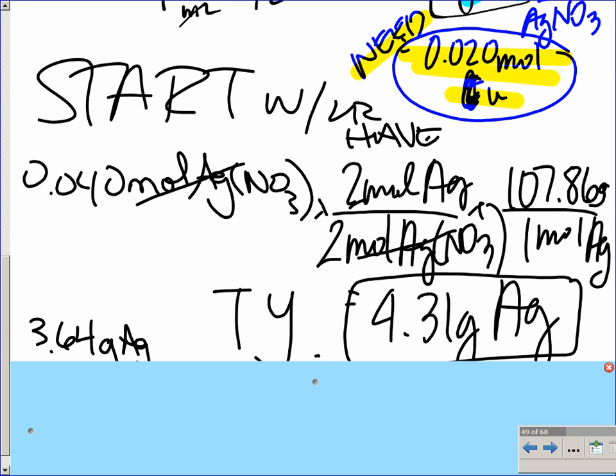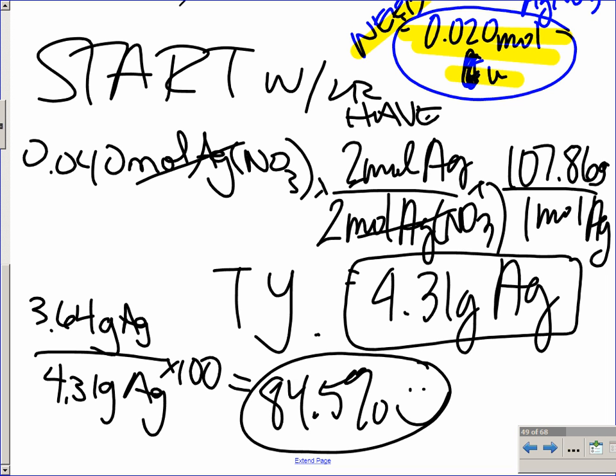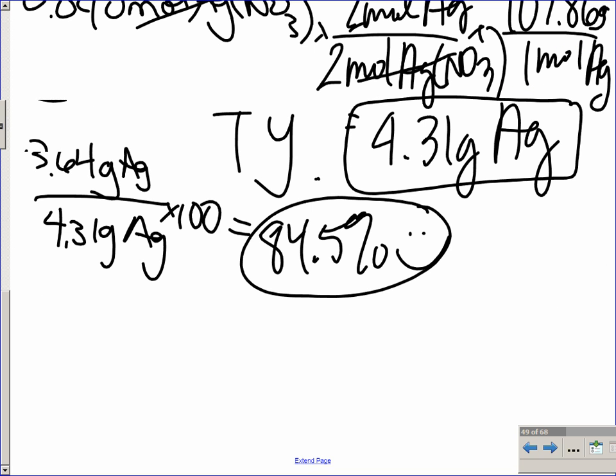So how do I do percent yield? Actual yield over theoretical yield, which I just got, theoretical yield in part B. It didn't tell you it was theoretical yield, but that's where your background knowledge says, oh, that's basically the process of if I were in La La Land, how much would I make? And I actually only made 3.64 and divided by my theoretical yield, so actual yield over theoretical yield. They have to be in the same units, if not, it doesn't work. Times 100, about 85%, 84.5% yield.